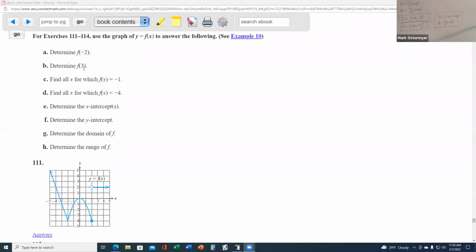What would be f of 3? You put 3 into this function, which means we go on to the x-axis at 3. In this case, we have to go up till we hit the graph.